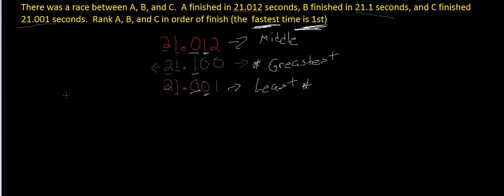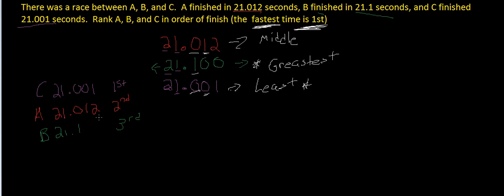So you could rewrite this. What is it, purple here? C finished in 21 and 1/1000ths, and so he is first place. Who was in the middle? Red. A finished in 21 and 12 thousandths, so they finished in second. And then B finished in 21 seconds and 1/10 of a second, and so he finished in third.